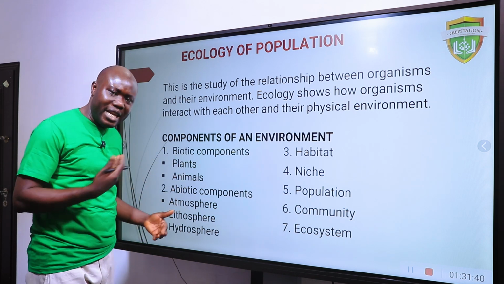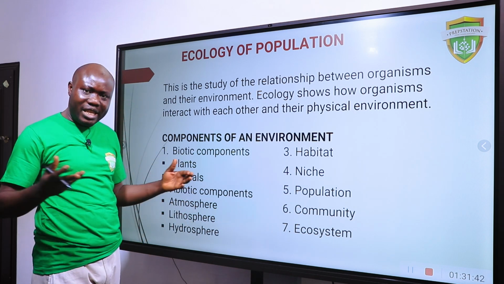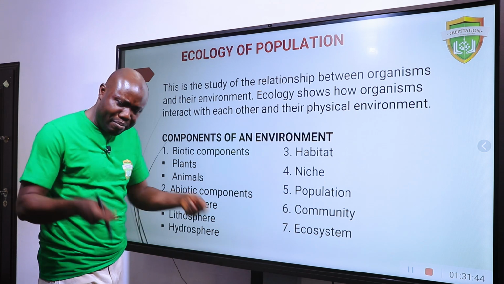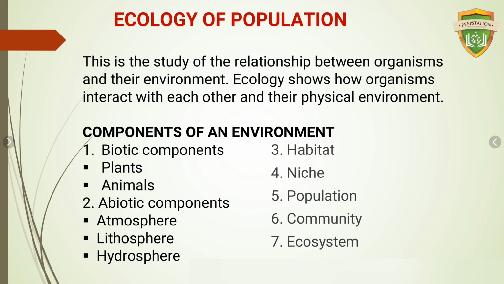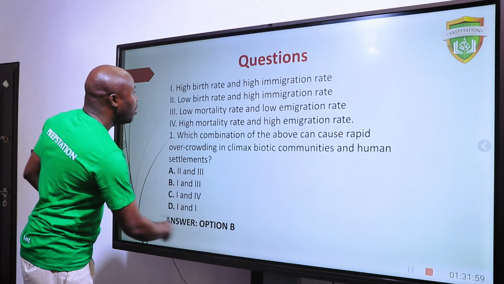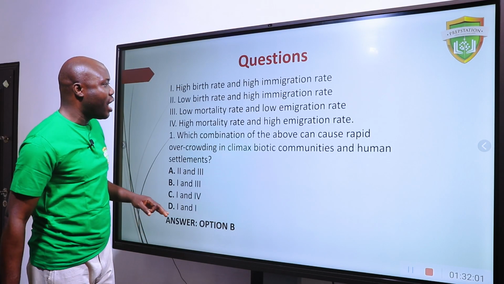But the human beings that are there, the animals around you, the pets that you have around you, they are the biotic component. Okay, so we have the plants, animals, then the abiotic component. We have the atmosphere, lithosphere, hydrosphere, right? Then we have habitats, the niche, population, community and ecosystem. Okay, so let's look at the questions that we have here.